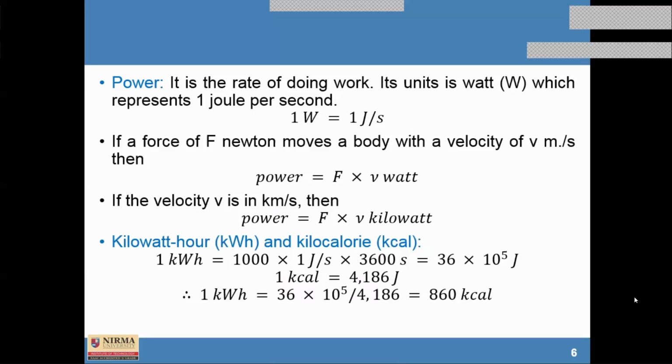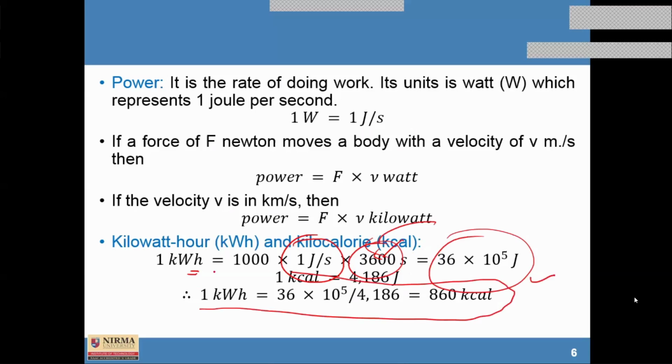So 1 kWh is equal to 1000 joule per second, multiplied by the second. So our total seconds is 3600, and if you convert all this, then we can find this is 36 into 10⁵ joule. And we can define the equation like this: 1 kilowatt hour is equal to 36 into 10⁵ by 4186. 4186 you may consider as 4200 also, because this is the approximate value, is equal to 860 kilocalorie. So 1 kilowatt hour is 860 kilocalorie.